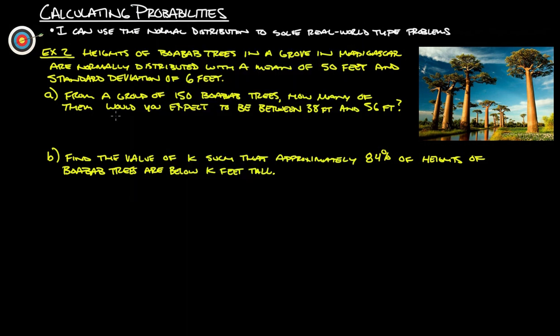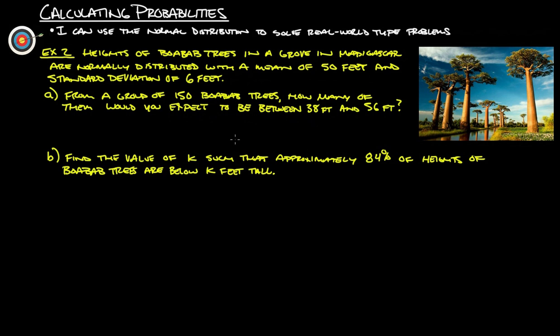Okay. Example 2, the heights of baobab trees in a grove in Madagascar are normally distributed with a mean of 50 feet and a standard deviation of 6 feet. From a group of 150 baobab trees, how many of them would you expect to be between 38 feet and 56 feet? So here's probably what we want to do.